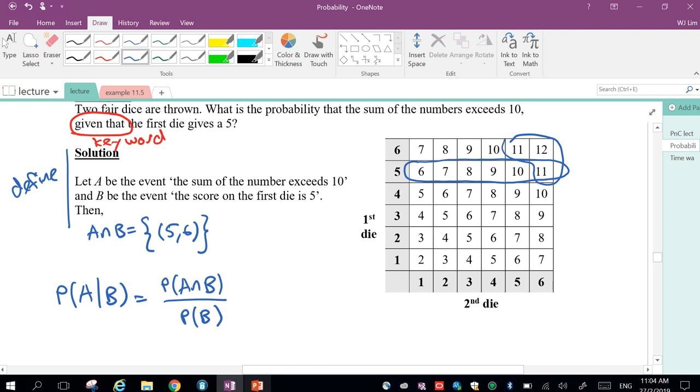So this is one outcome. Because you throw 2 dice, this must be the first die, this must be the second die. You try and work out B yourself. I'll end off here. So today you learn 3 new things: Venn diagram, tree diagram, and conditional probability. Is that clear? So that's all for me.